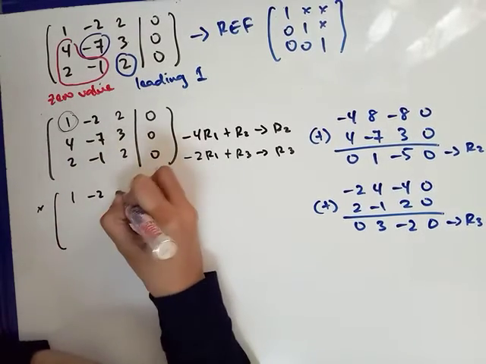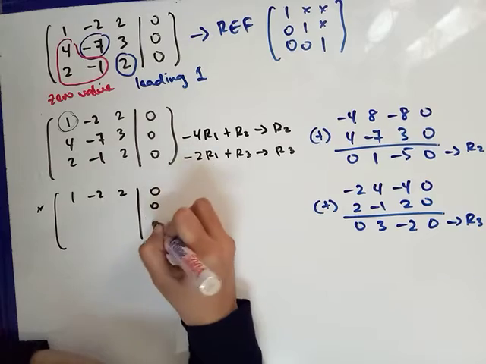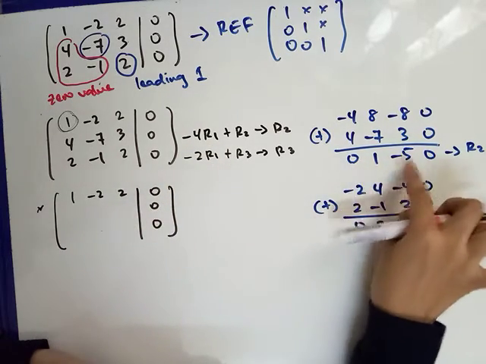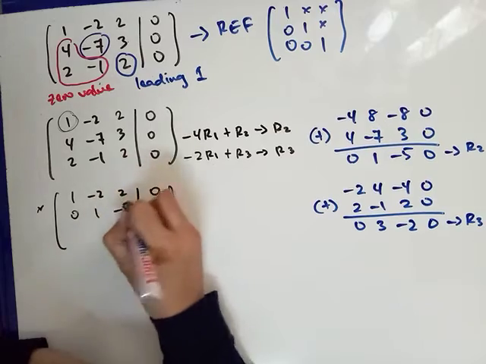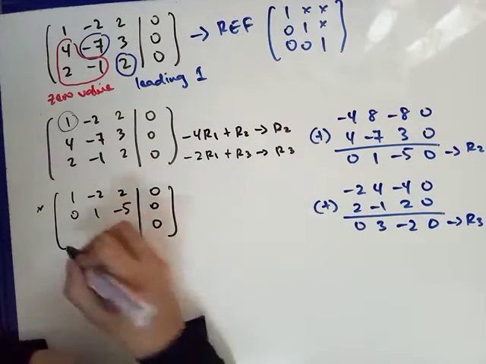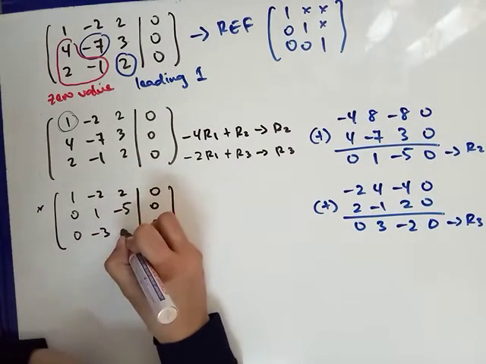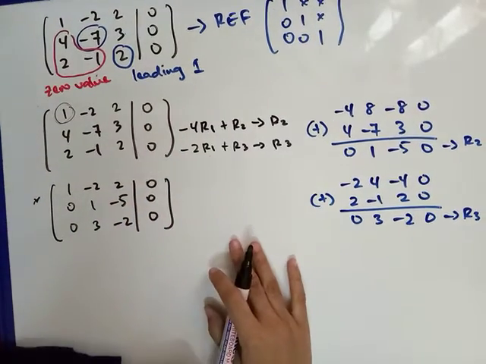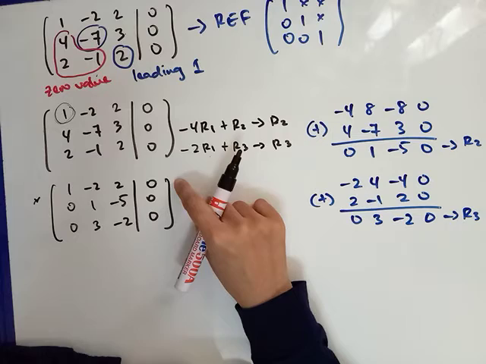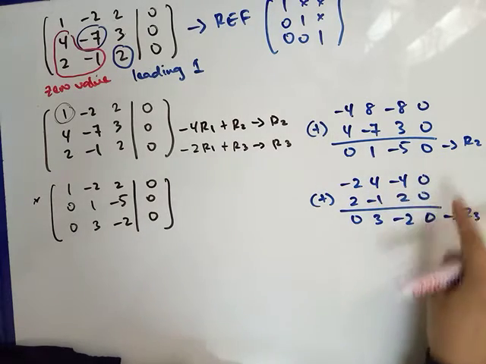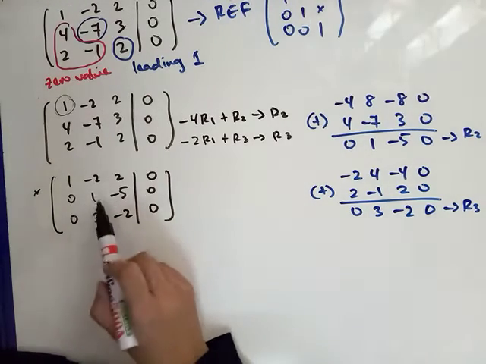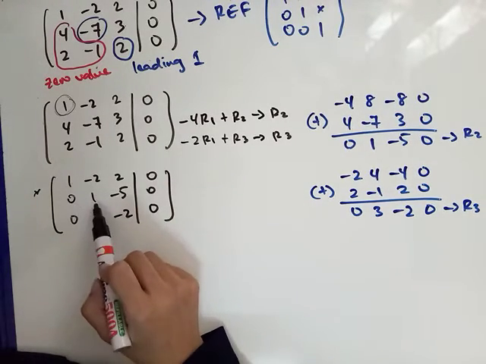1, -2, 2. This one is 0, 0, 0. So this one is 0, 1, -5. This one is 0, 3, -2. The first row is a fixed value. What changes are row 2 and row 3. Can you understand? And then we have made this one a leading one.